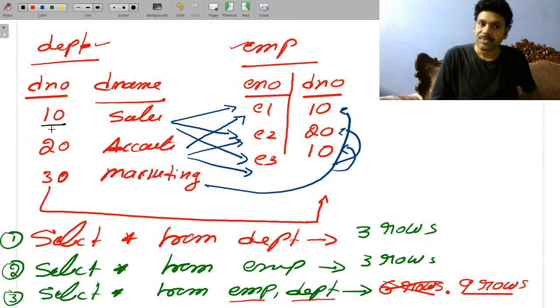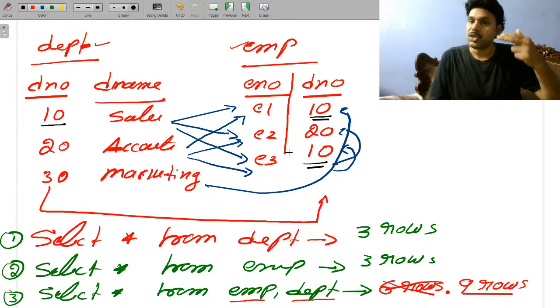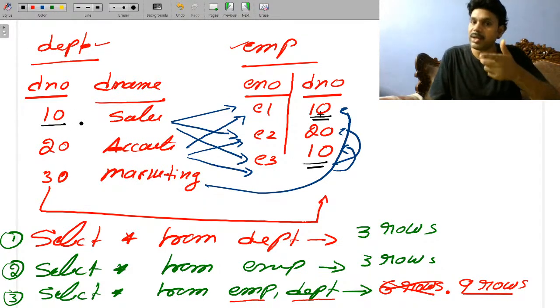Now observe, this 10 can map with this 10, and this 10 can map with this 10. Therefore, you are going to get 2 rows: 10, sales, E1, 10 and 10, sales, E3, 10. That is what we are going to write.